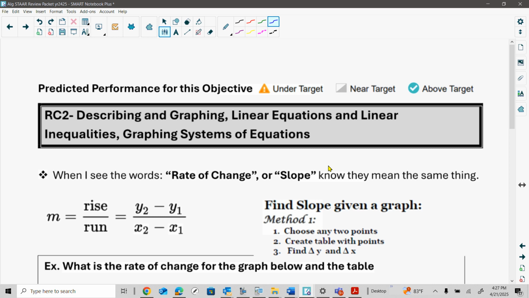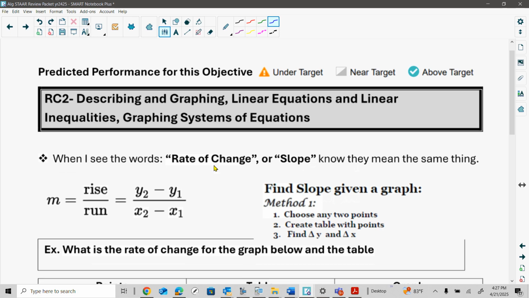This is our RC2 section. We're now going into describing and graphing linear equations, inequalities, and some systems. All right, so on here, some keywords we need to look at and know. Anytime I see the word rate of change, that's the same thing as the slope.